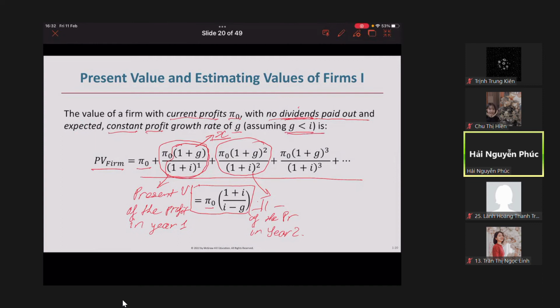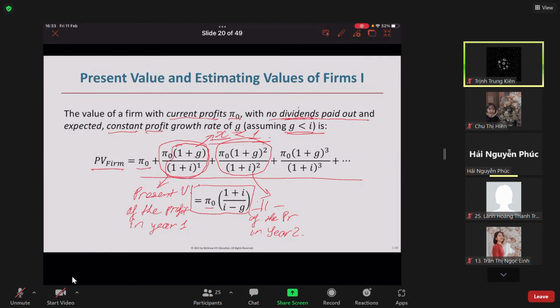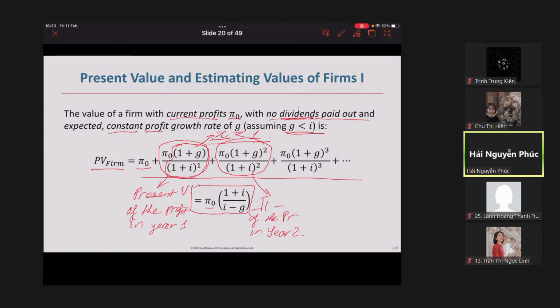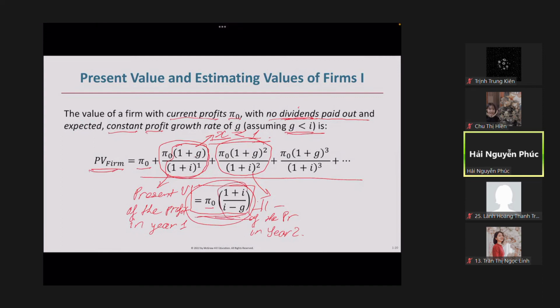And why we need the condition of g to be smaller than I? Because if g is smaller than I, then x is going to be smaller than 1. Okay, so we plug into the formula, and finally we can derive this one. The present value of the firms equals current profit times this one. Okay, now let's move on.